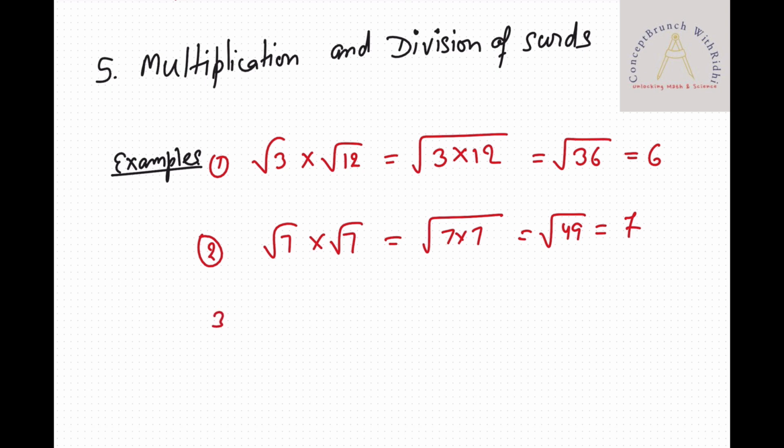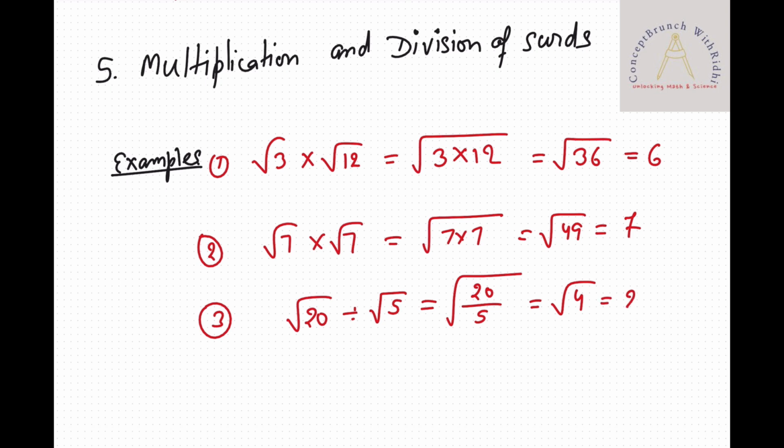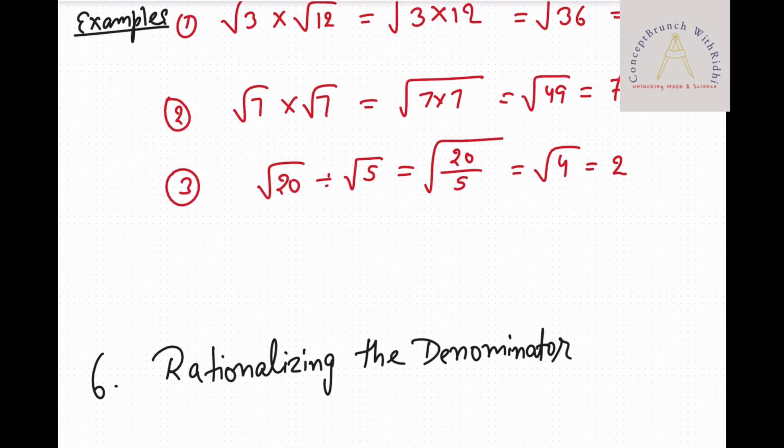Let's take one more example. Root 20 divided by root 5. Similar way, what we can do, under root 20 divided by 5, that will be root 4 and that is 2. Okay. For this example, we can conclude one more thing, that is the power of a surd. It means under root a squared, we can write as a. Okay. Let's move to the next part.